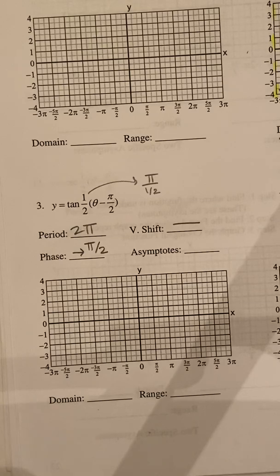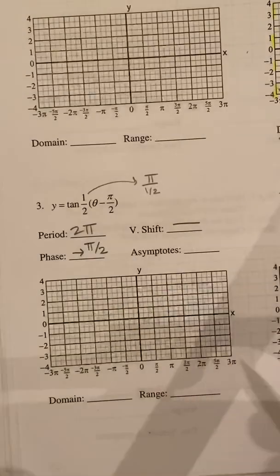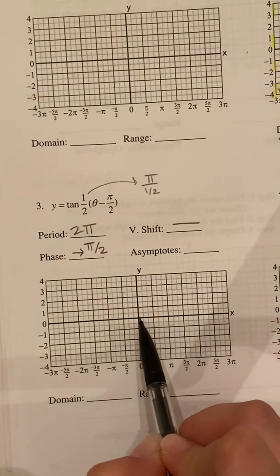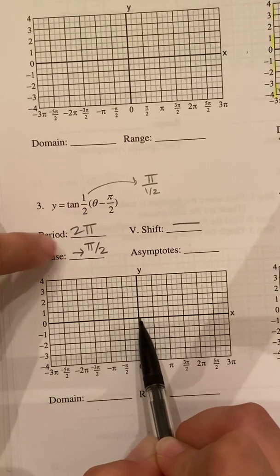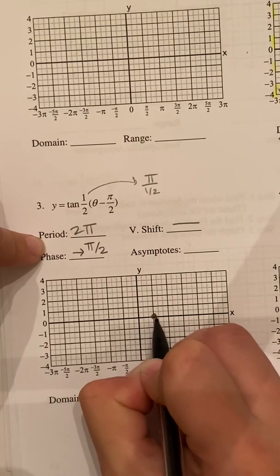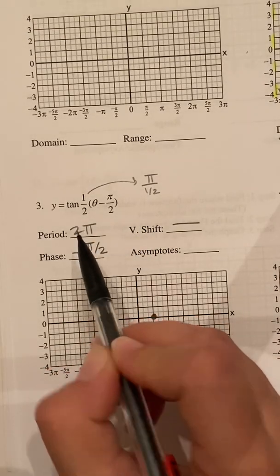So let's refer back to our parent. Tangent starts on 0, 0. So I'm going to start at 0, 0. I don't move up or down, but I do have to go right pi over 2. So that's where my first point's going to go. Now my next point is 2 pi away.